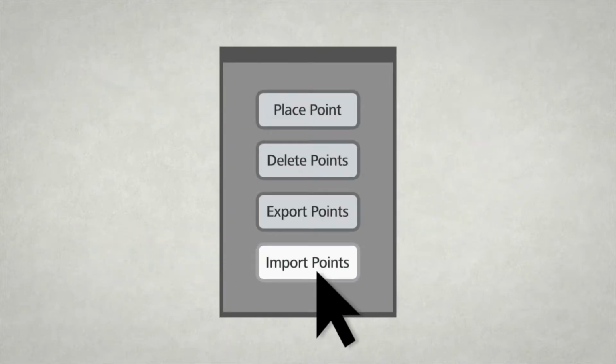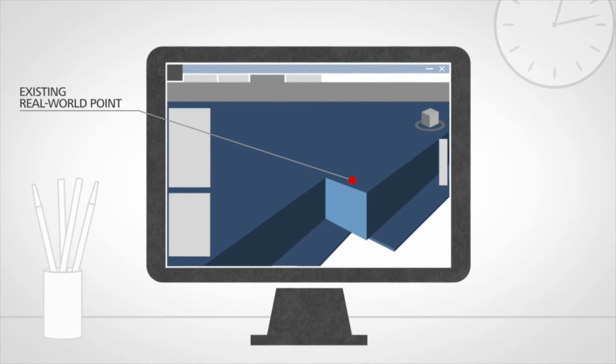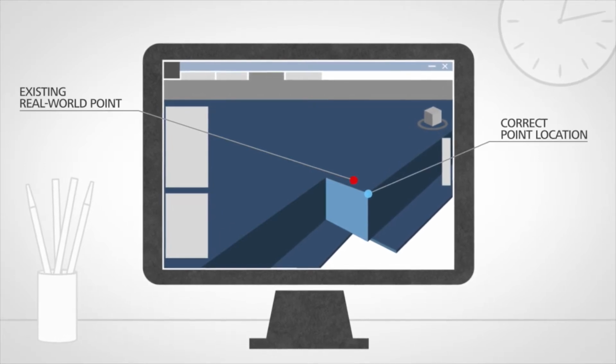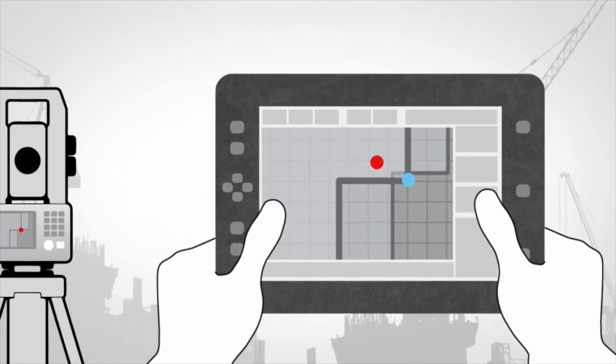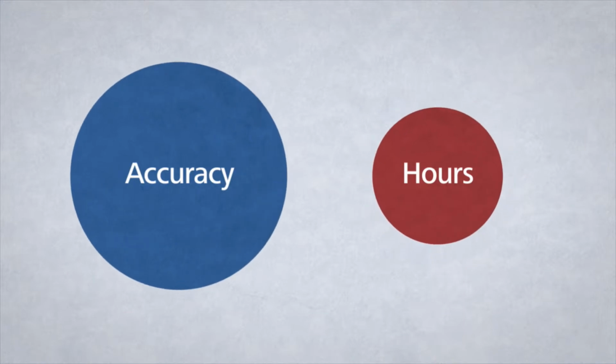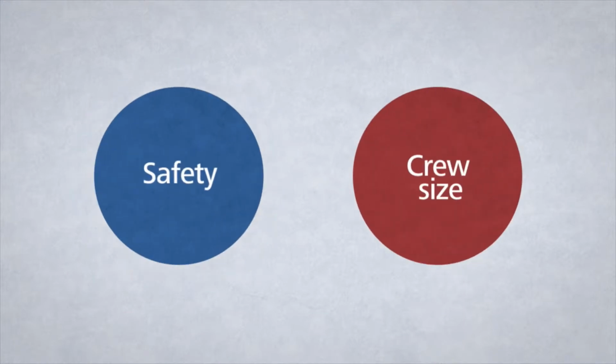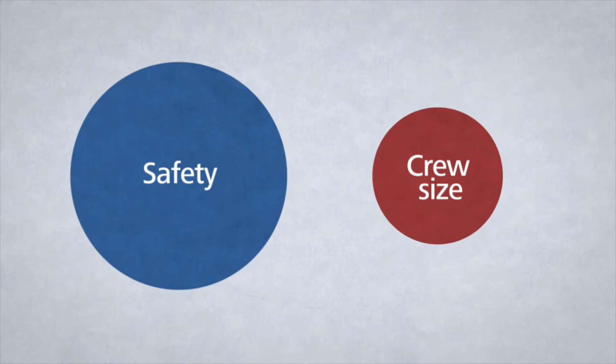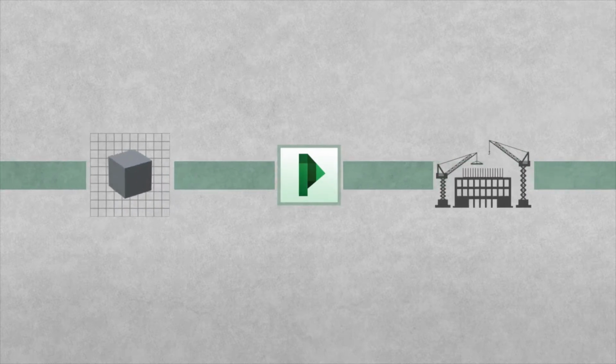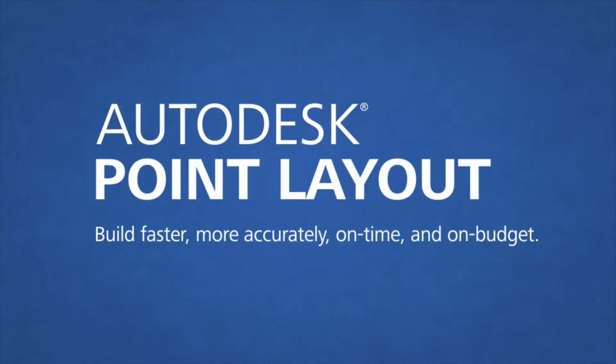By sending data to and from the field, Point Layout not only helps to improve the speed and accuracy of installation, it also captures installed positions for quality control and assurance. Complete layout with more accuracy and less man-hours, helping to save time and money. Point Layout can also help reduce crew size and time on site, resulting in improved project safety. Point Layout effectively bridges the gap between CAD or BIM and the field to streamline and accelerate the entire BIM design to field construction workflow. Build projects faster, more accurately, on time, and on budget with Autodesk Point Layout.